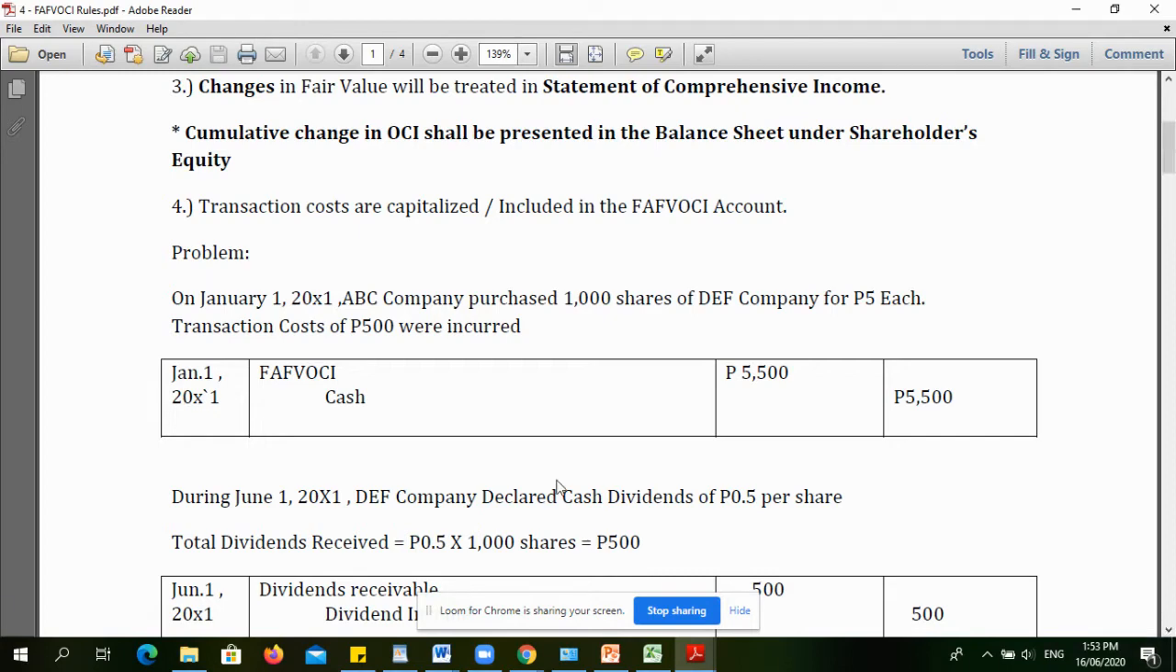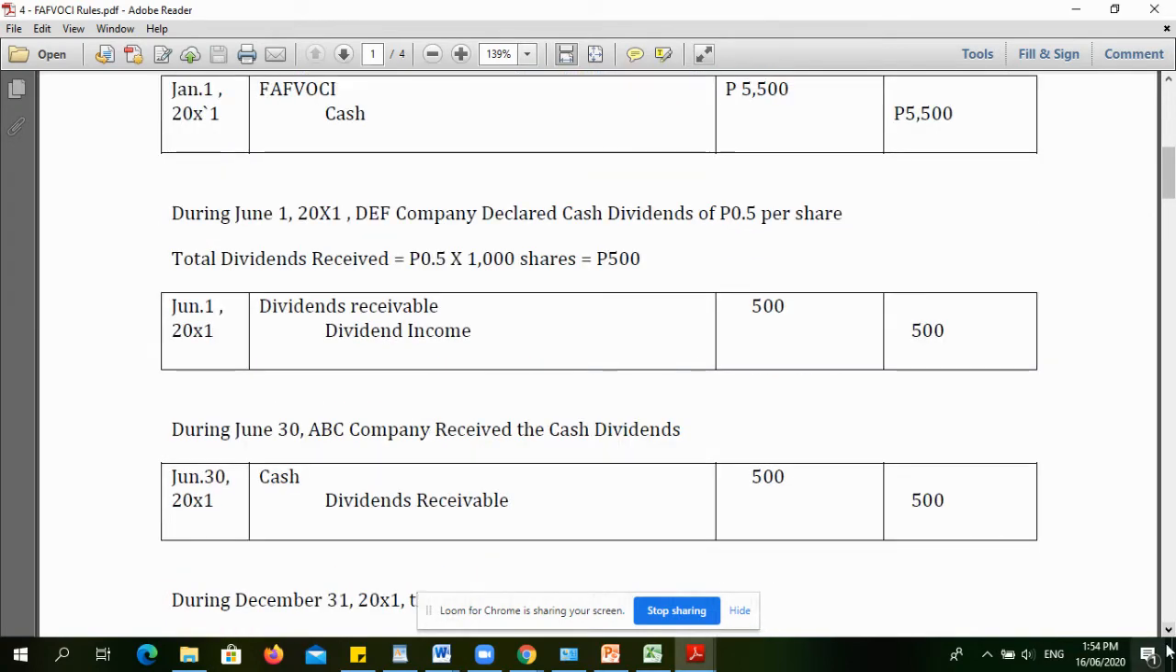Okay? Napapansin nyo, ang ide-debit natin, 5,500. Kasi, sinama natin yung transaction cost sa FAFVOCI account. Iba to sa FAFVPL because if FAFVPL, transaction costs are expense. Dito, sinasama natin siya sa FAFVOCI account. So, okay. That is the first common difference. Okay. Let's go with the next.